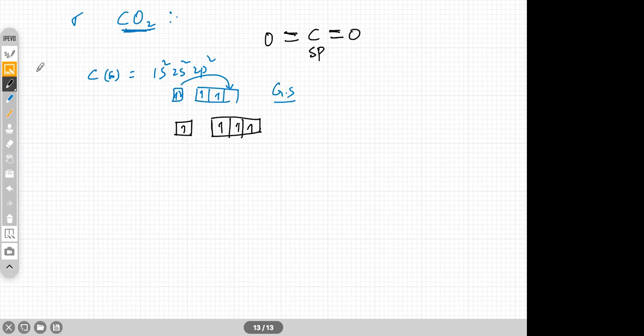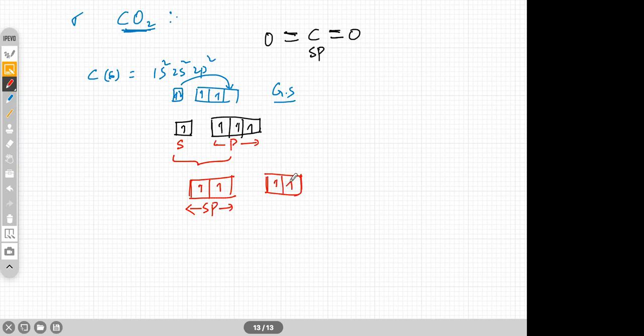Okay. Now you see what happens here. Listen to me carefully. Since it has to make a bond with two oxygen atoms, it means carbon must have two unpaired electrons present in hybrid orbital. So what happens? This s and one of the p orbitals will take part in hybridization. It forms two sp hybridized orbitals, containing one electron each, and two atomic p orbitals will be left unhybridized.